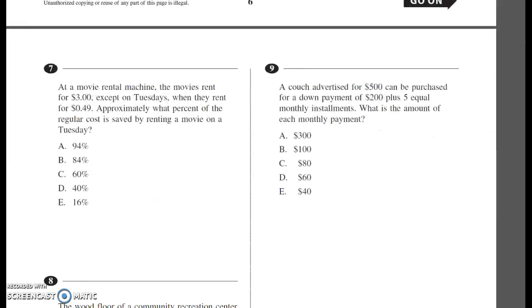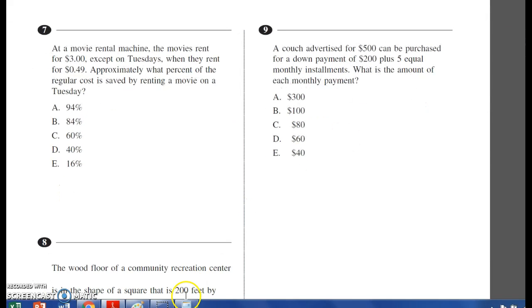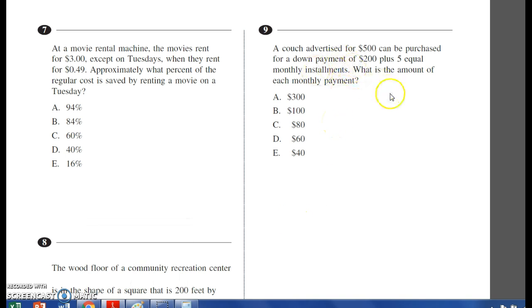The next question is another one where we're looking at payments. It's a lot like question number 1. If you watch the video for question number 1, it's very similar to that. So the question here says a couch can be purchased for $500. You can put a down payment of $200 plus 5 equal monthly payments. How much is the amount of each monthly payment?